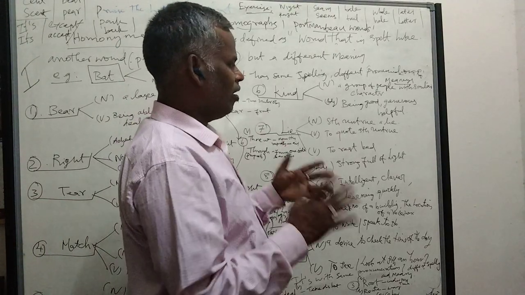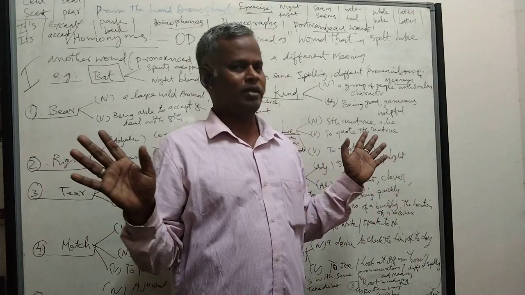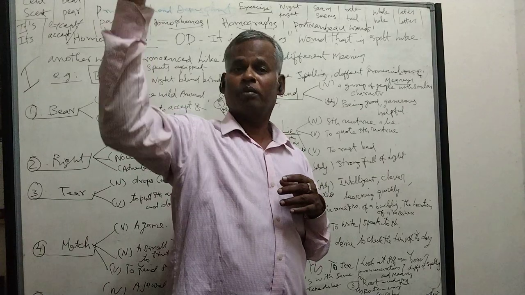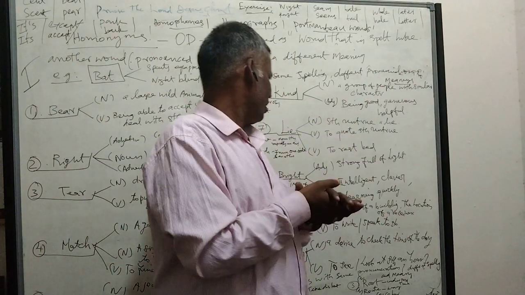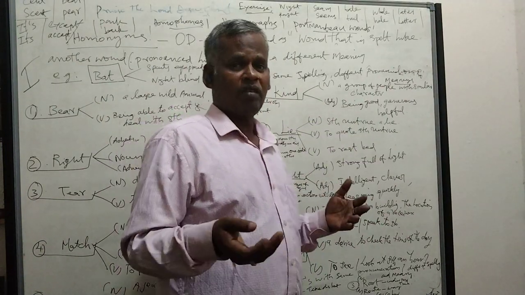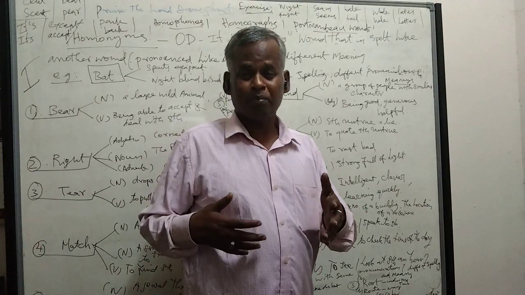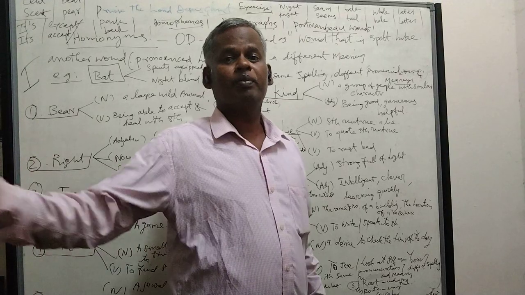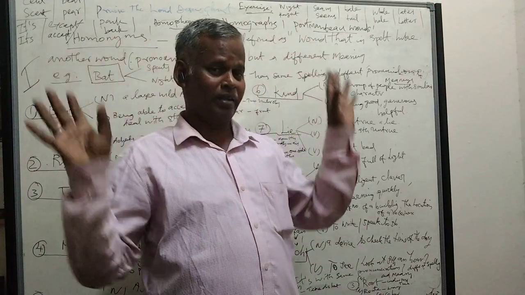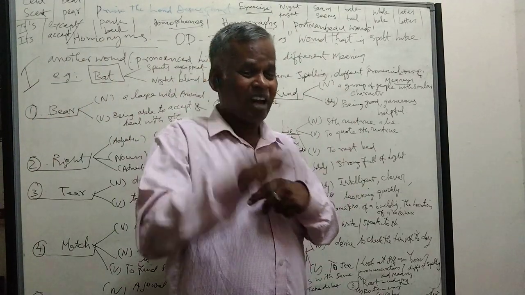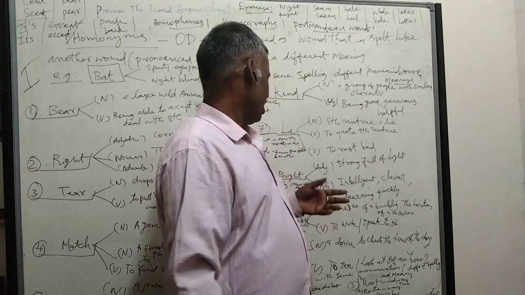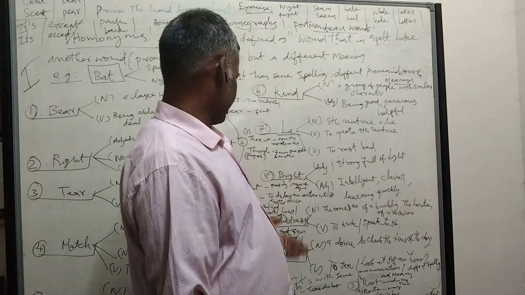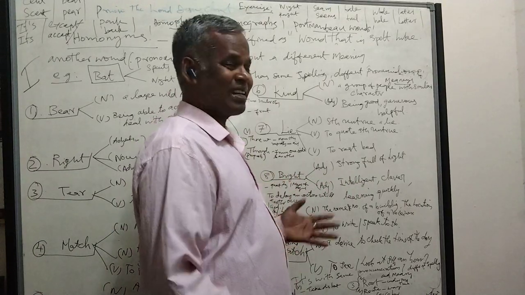And strong, full of light: this room is not bright, because only one tube light is here. If you put in one more tube light, this room will become bright. My friend is a bright person. That means he is not bright in color, but he is a knowledgeable, intelligent person. For that also we have to use bright.